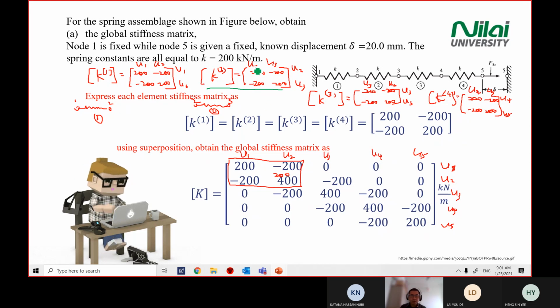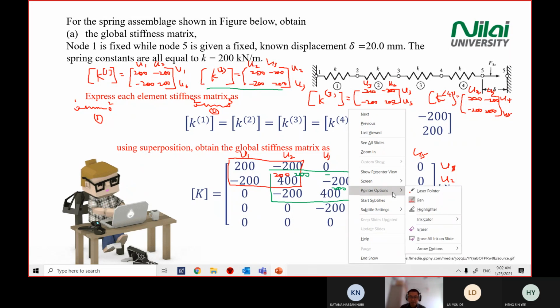So the second matrix is U2, U3. Where is the location of U2, U3? It is here inside the global matrix. This is U2, U3, U2, U3. So you copy 200 here, negative 200, negative 200, and then 200 is here. So that's why here you will see 400.